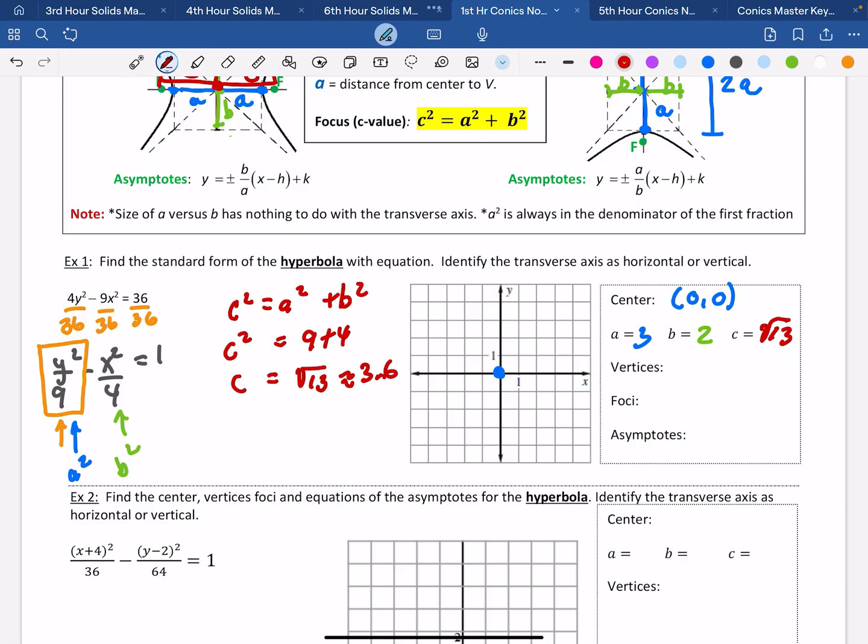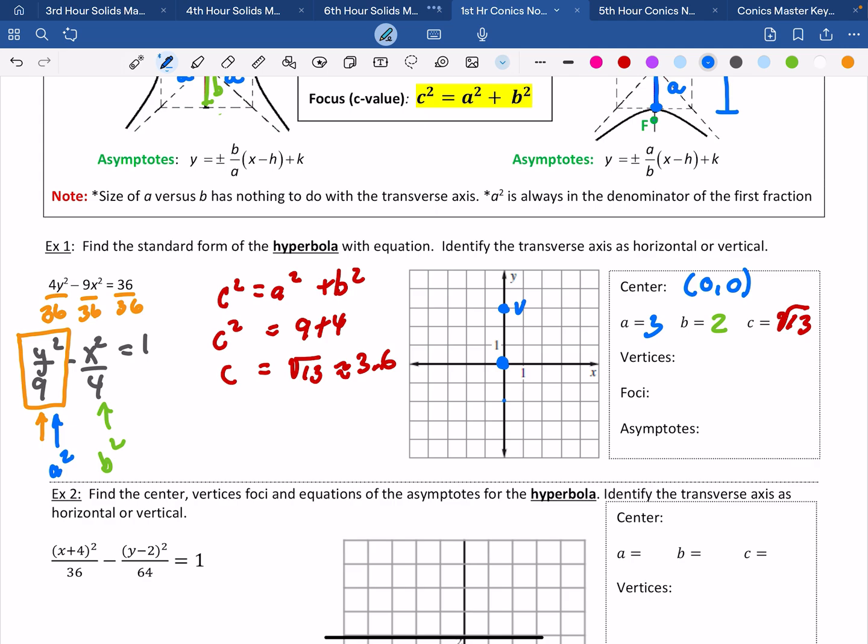Okay, so from that position, I'm going to go up a. So a is 3. 1, 2, 3. Put a dot. And I will put little v for vertex. Go down 3. 1, 2, 3. And a v for vertex. All right, so we want to do that one first. So that is going to be the points of the, if you want to think about it, two parabolas, but even though we call it a hyperbola. Okay. Square root of 13 is 3.6. I'll just put my little dots there. 1, 2, 3, a little bit past the halfway point. And we have our 1, 2, 3.6, and there's our f again.